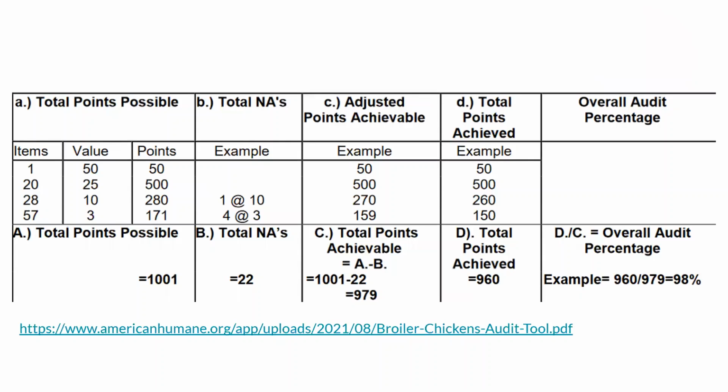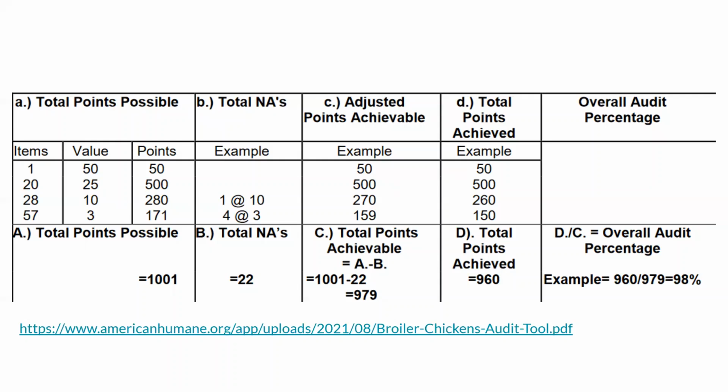So this is what their scoring looks like. As you can see, there is A, B, C, and D, and then the overall audit percentage column. Step 1 would be to count the total points possible for all items on the scored animal welfare standards audit tool. Step 2 would be to count the number of total non-applicable audit items, and subtract the total non-applicable items from the total points possible for all the items. This will give you the adjusted points achievable for the audit.